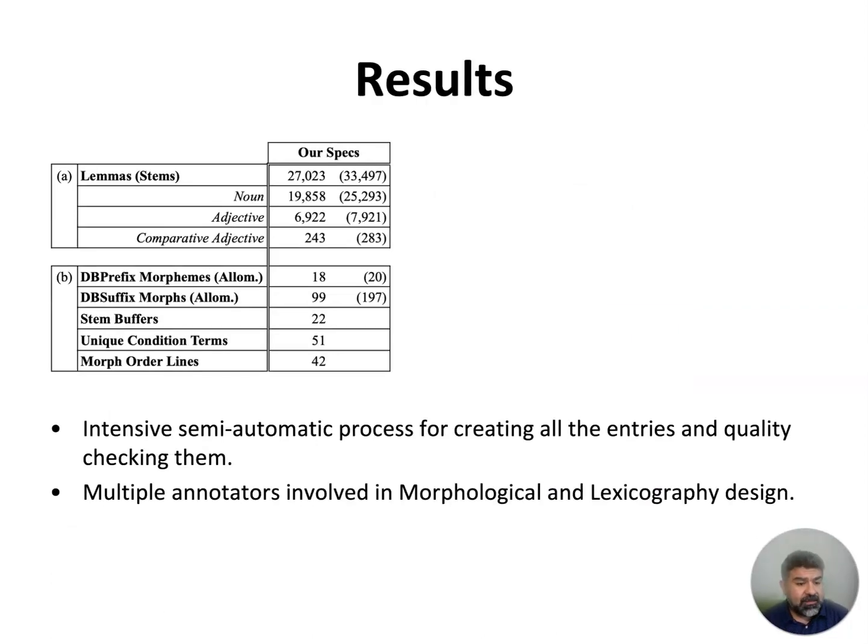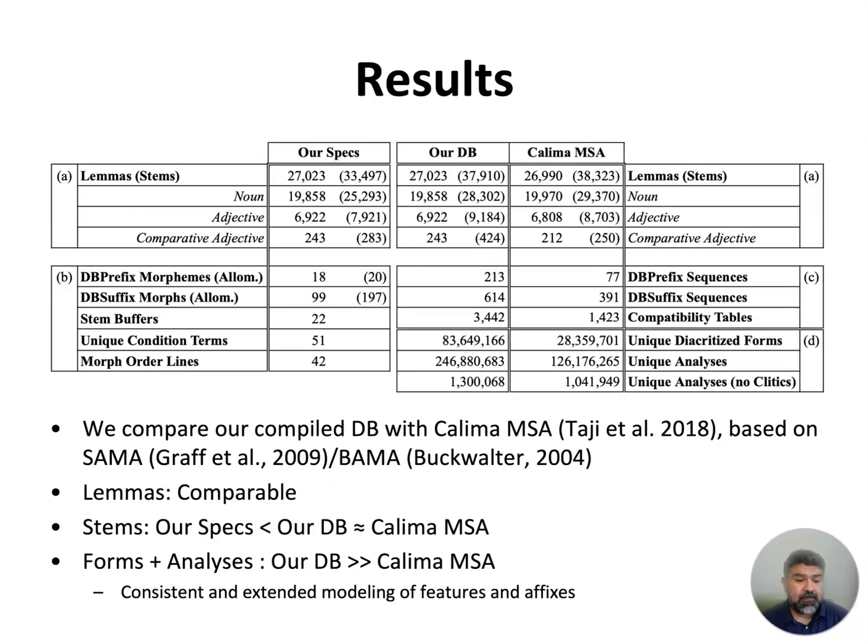Now, this is clearly an intensive effort. It was done with semi-automatic processes and involved a number of annotators working on both the morphology and lexicographic design. The specifications that we have are about 27,000 lemmas, and they're associated about 33,000 or so stems. The number of prefixes is about 18 with 20 variants, and 99 for the suffixes with 197 variants. And there were about 51 truth conditions that we actually used for the nouns. The nouns were quite complex.